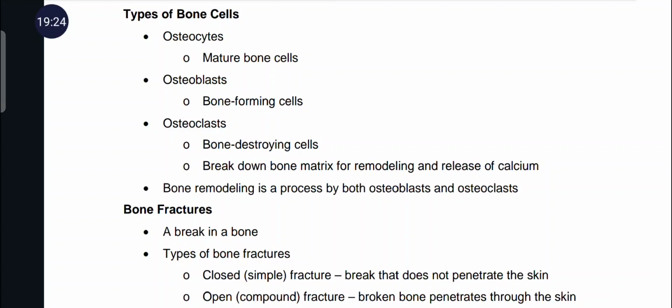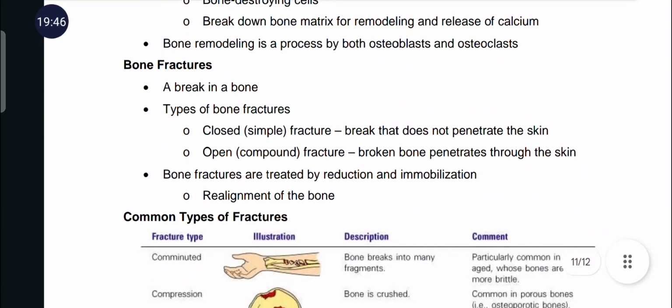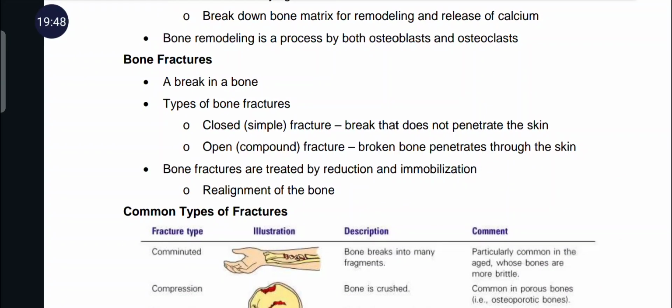Types of bone cells. Osteocytes are mature bone cells. Osteoblasts are bone forming cells. Osteoclasts are bone destroying cells, and breakdown of bone matrix takes place for remodeling and release of calcium. Bone remodeling is a process involving both osteoblasts and osteoclasts. Bone fracture is a breaking of bone, and different types of fractures are present like closed fracture and open fracture.